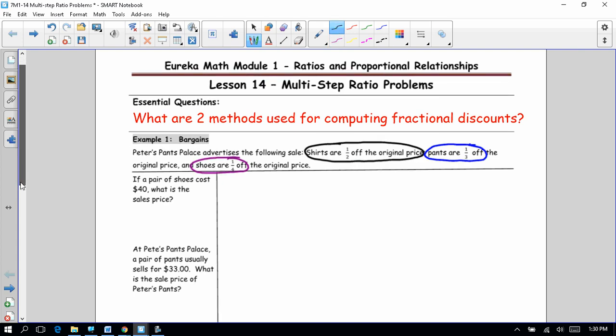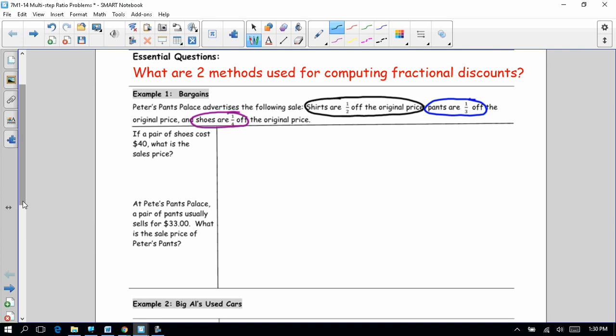If shoes are originally $40, what is the sale price? Well, I'm just going to jot myself a note. Shoes, it said, are 1/4 off. I'm just going to jot myself that little note because I know that I'm dealing with shoes, right? So I'm going to kind of just jot that stuff down.